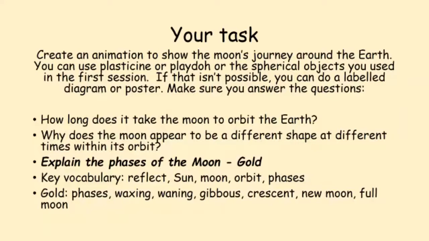So your task for today, I would like you to have another go at an animation, if you can, to show this time the moon's journey around the Earth. You can do what you did before with plasticine, Play-Doh, spherical objects. Fruit was a great one that you used in the first session when you were showing me the Earth moving around the sun. If that's not possible, you're very welcome to do a labelled diagram or a poster as you did before.